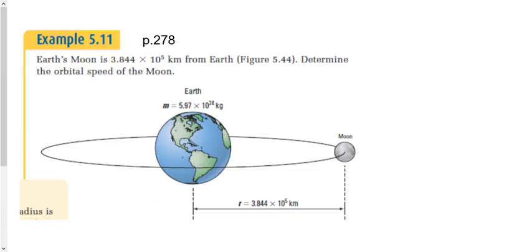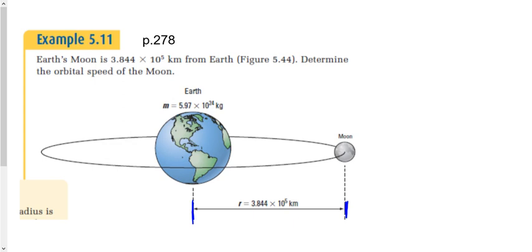Let's take a look at an example, and then we're done the unit. The moon, Earth's moon, is 3.844 times 10 to the 5 kilometers from the Earth. That looks like it's from the center of the Earth. Now, if it was from the surface of the Earth, what would we have to do? If it was from the surface of the Earth, we'd have to add the radius of the Earth there, because we always need the distance from the center.